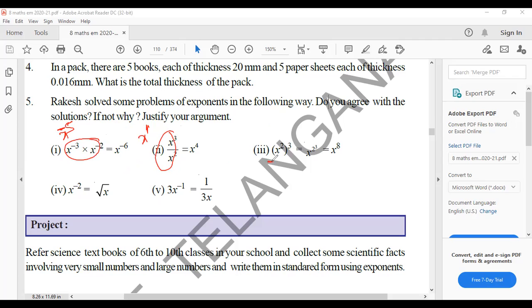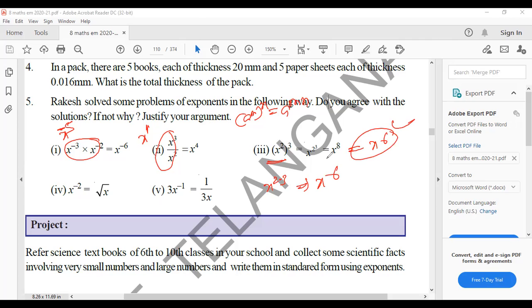What are you going to get out of (a power m) whole power n? What is the answer? A power m into n. So x square and whole square, so x power 2 into 3. How much will the answer be? X power 6 has to come. X power 6 is the correct answer.